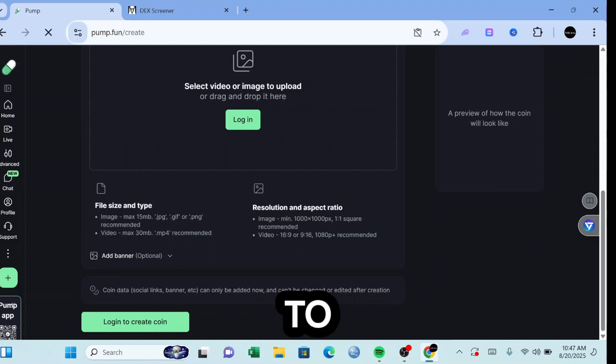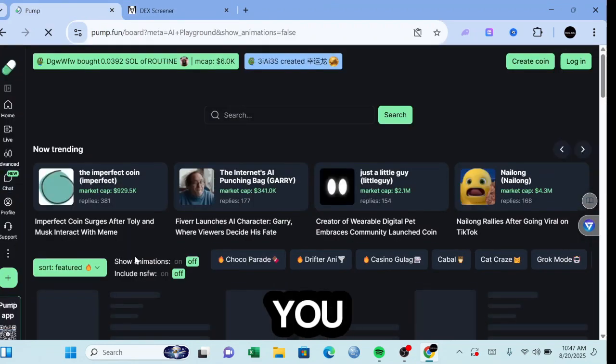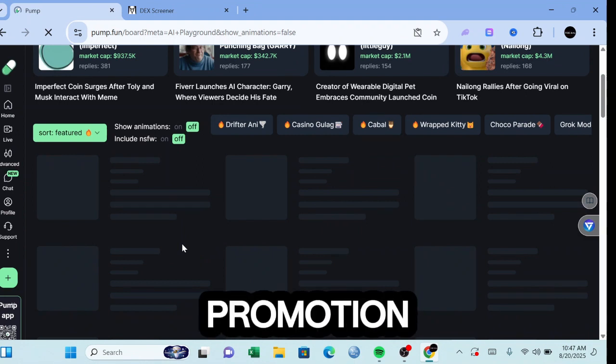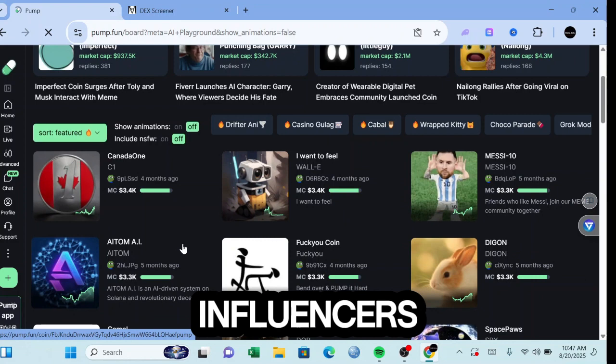The next step is for you to promote that coin. If the coin does not get to a 100k market cap, it will not be listed on the screener. For a coin to get to 100k market cap and do really well, you need promotion. That's where influencers come in.